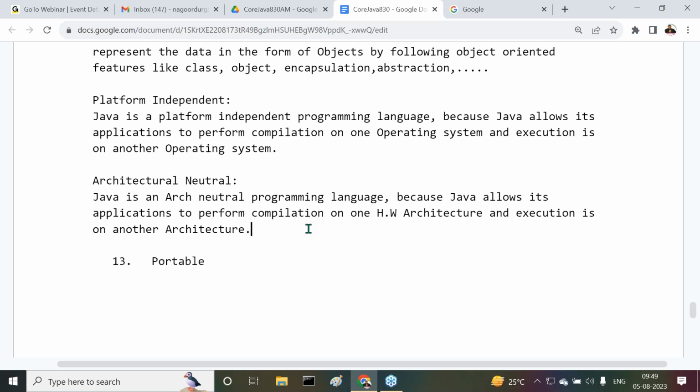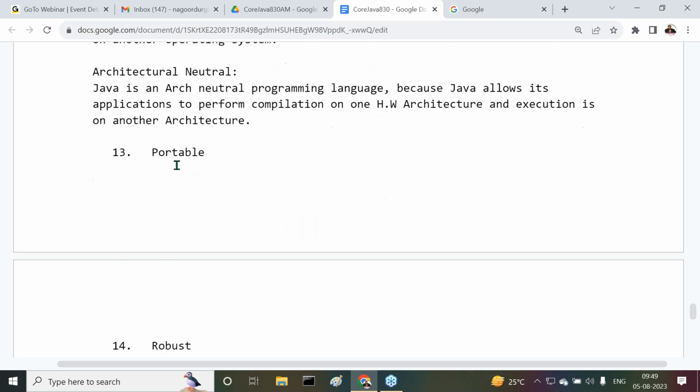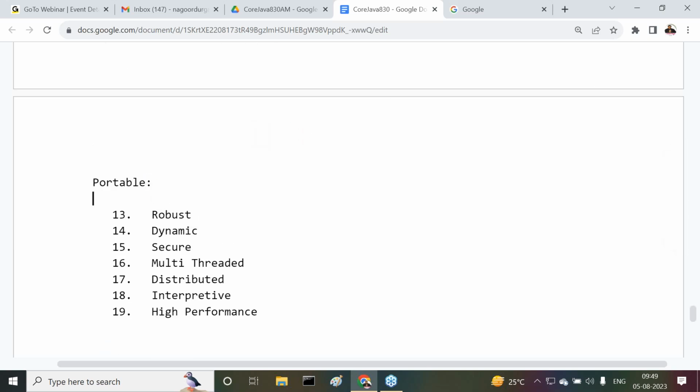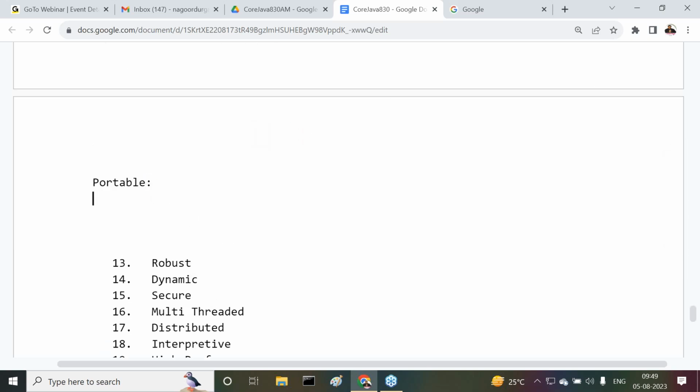Okay, sir, leave this one. The next one after completion of this is another point I'm telling you: portable programming language. All of you observe one point here. I want to know something about this content. All of you understand it? One minute.